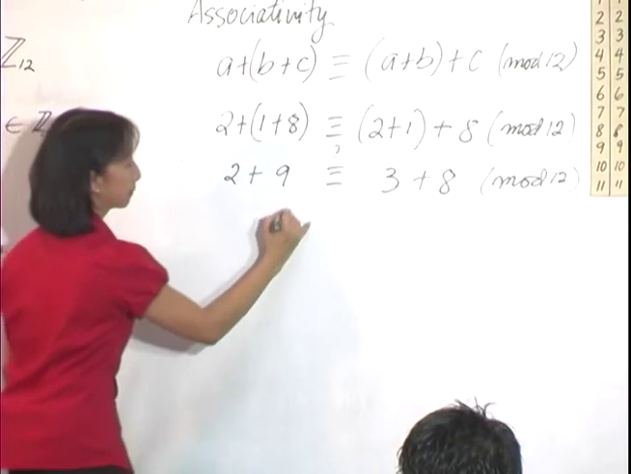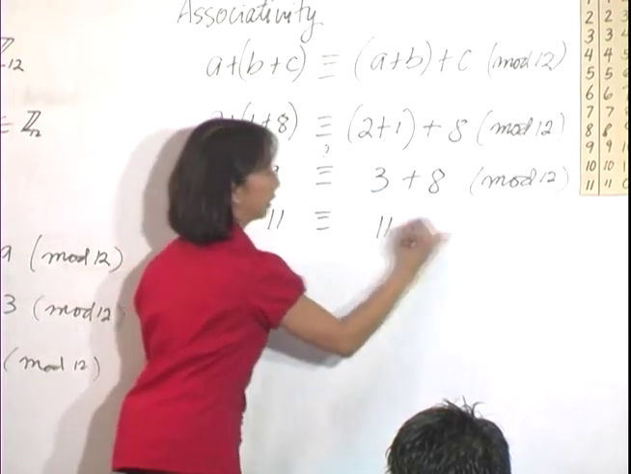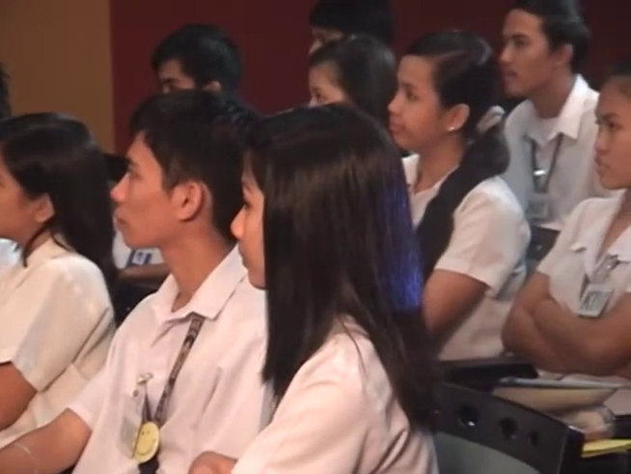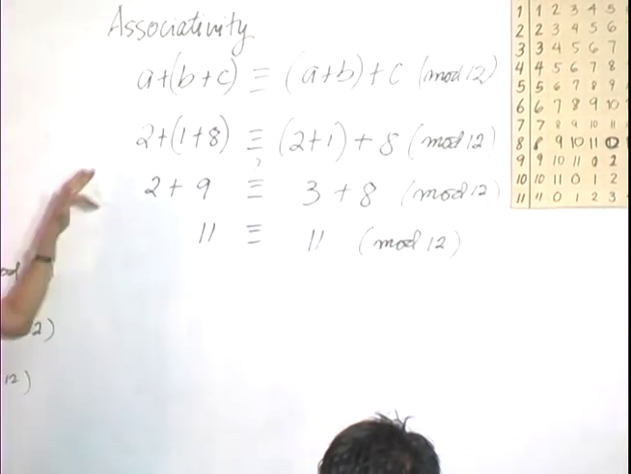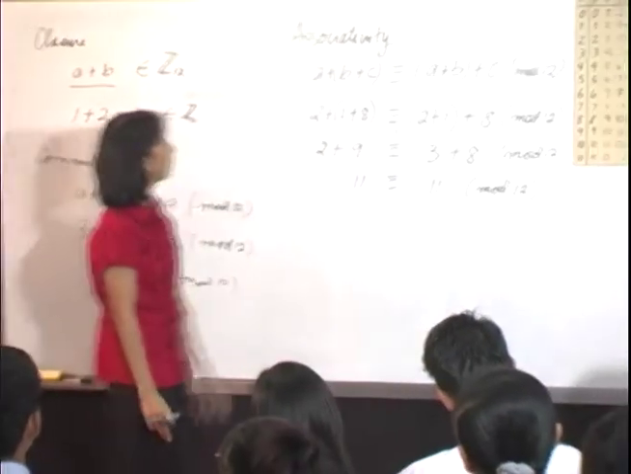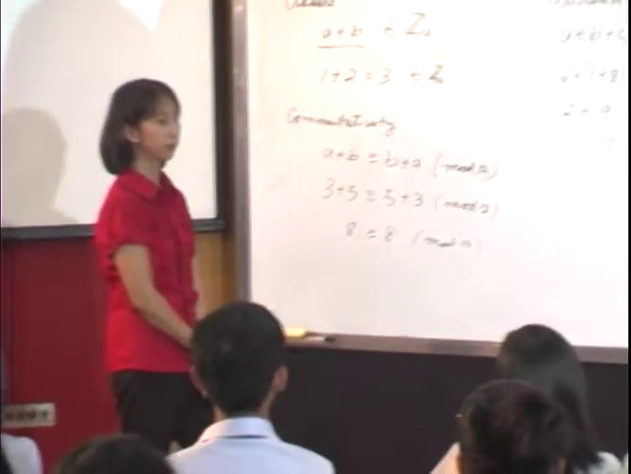What is 2 plus 9? 11. What is 3 plus 8? 11. Okay. So if you do that for every group of 3 elements in Z12, we'll always find out that the sum is still the same. All right. What's next? What other properties do you remember?